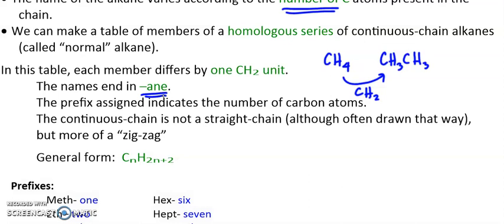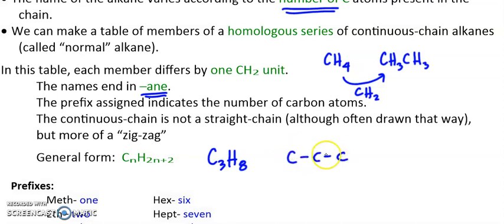So the general form is CnH2n plus 2. So that's the format. So if you plug in the fact that there are, let's say, 3 carbons, so that would be C3, in an alkane, that would be 2 times 3, so 6 plus 2, that would be 8 hydrogens in this alkane. And this alkane would look like this, right?